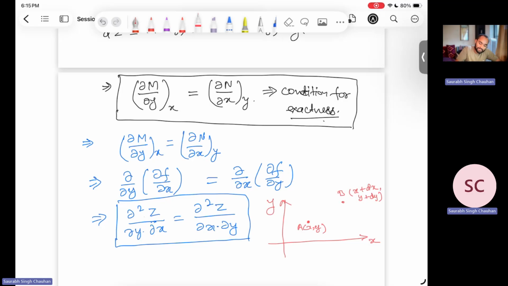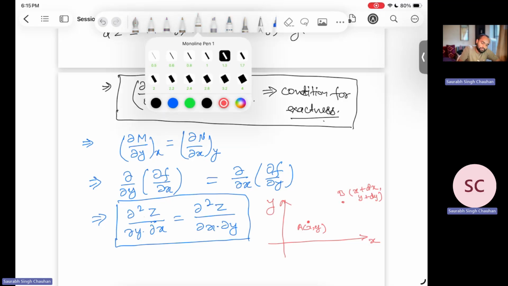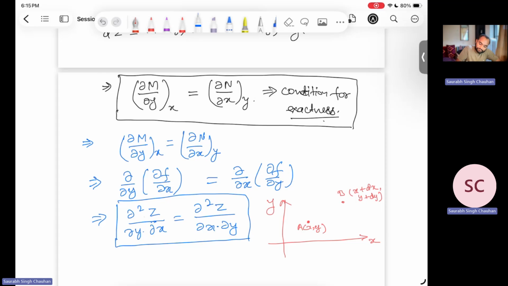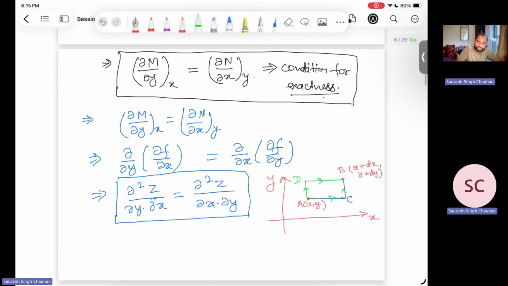This change can take place in many ways, so there can be many paths. For example, you can first change x only and then change y. So this is one path, let us say. In another way, you can change y first and then change x. So there are two special paths I have considered here. You can make many more paths, but for simplicity I have taken two.